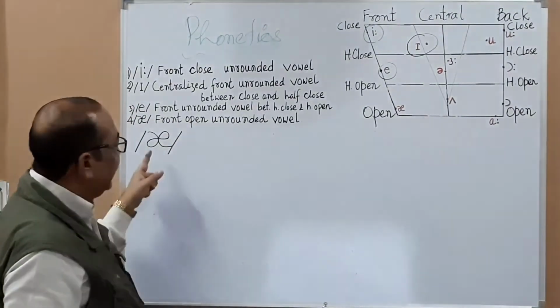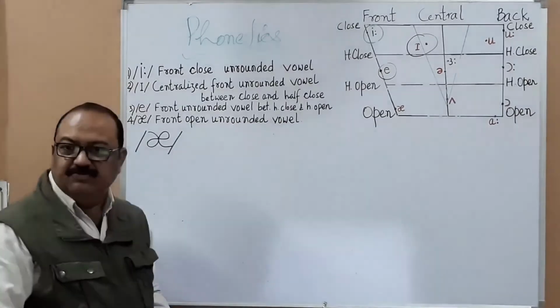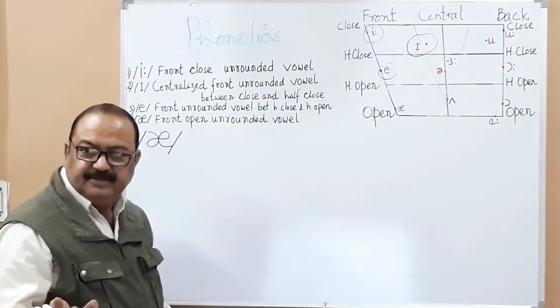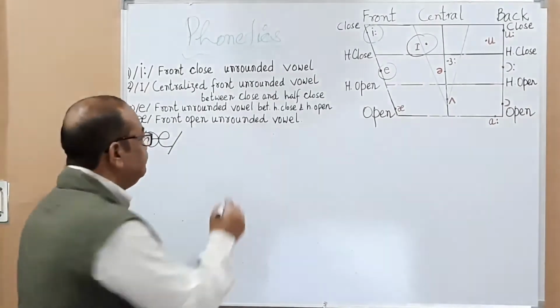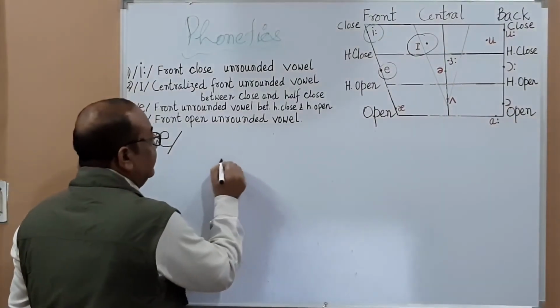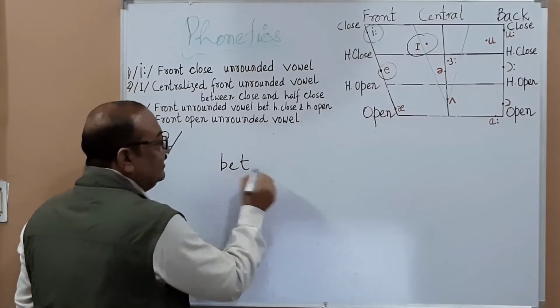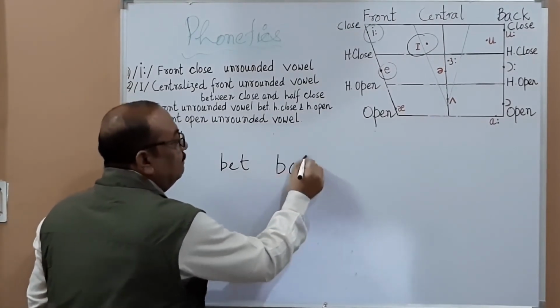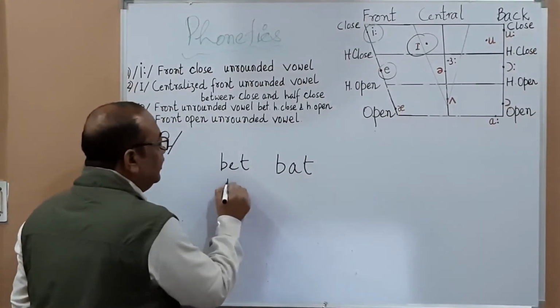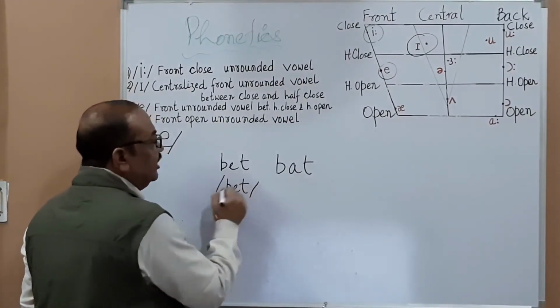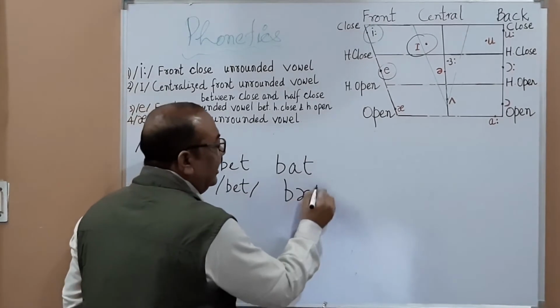Can you tell me words from the side? Bat. Bat, okay. Cat, you know the sound now. So there is a difference. Now see, there is a difference here. This is bit and this is bat. The same way you write here: you write bit like this and you write bat like this.